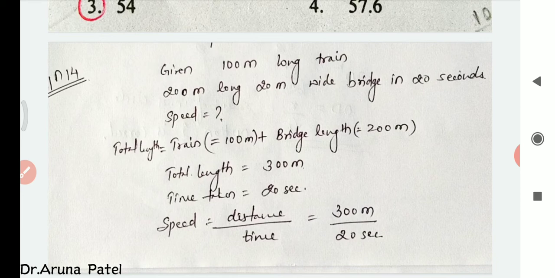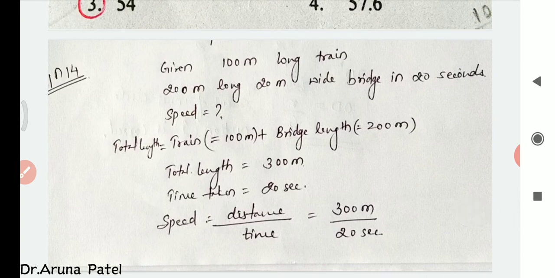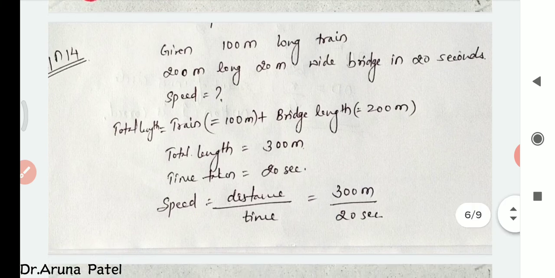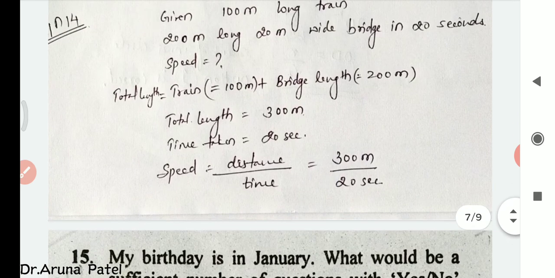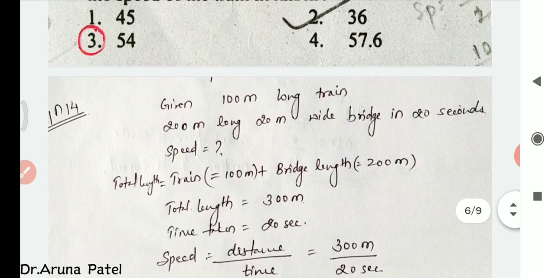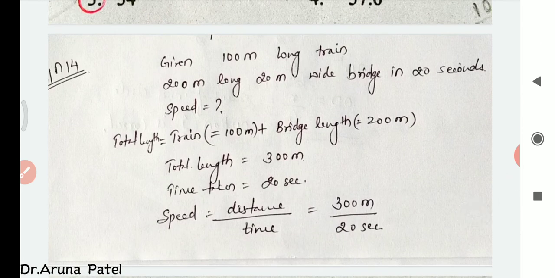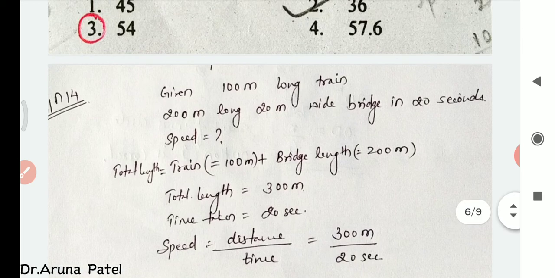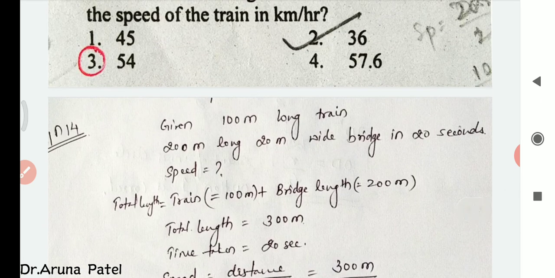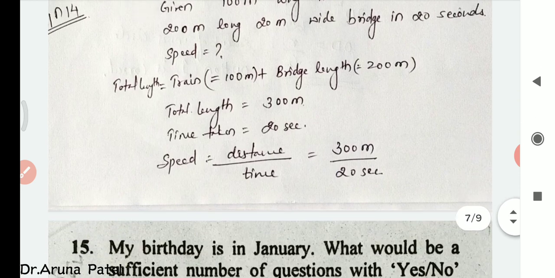Now consider the total length is equal to train length plus bridge length. The train is given as 100 meters and the bridge length is given as 200 meters. So its total is 300 meters. Now the time taken is 20 seconds. You know that speed is equal to distance upon time. So you get 300 meters by 20 seconds. On simplifying, turning it into kilometer per hour, because speed is always in kilometer per hour, you get 54 kilometer per hour. So the speed is 54 kilometer per hour. This is given in option number 3, which is the correct answer for this question.